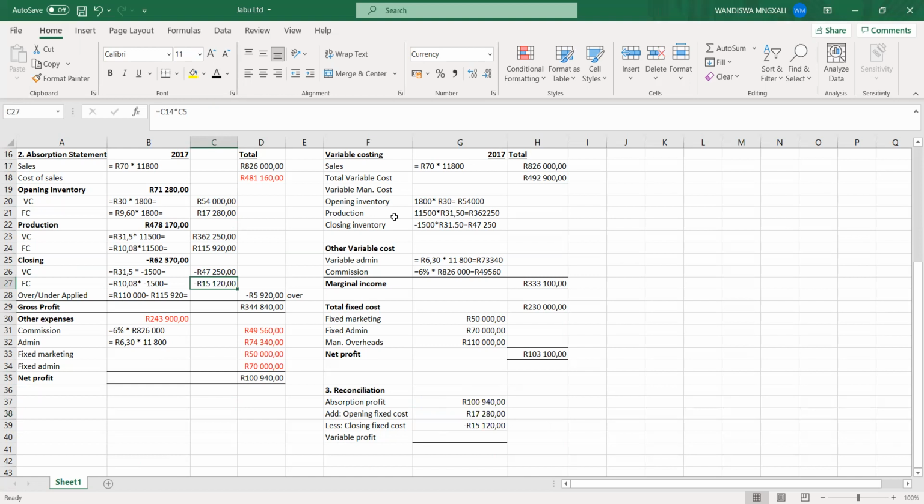So when you take your absorption profit and you add your opening fixed cost and you minus the closing fixed cost, it should give you the variable profit. This is my variable costing method in the statement of comprehensive income, and that is my net profit. So this is the amount that we want. So let's see if we get that amount. And yes, we get that amount. It is the same. Therefore, that is how you would have reconciled your profits.